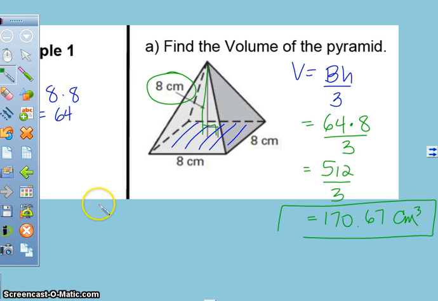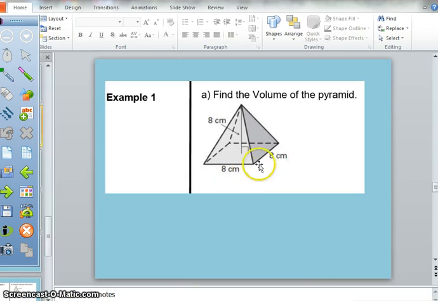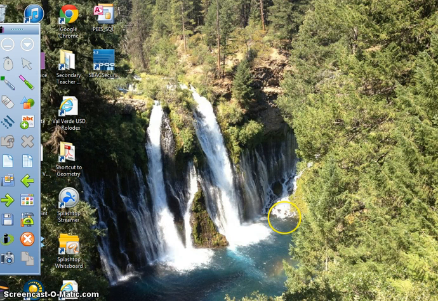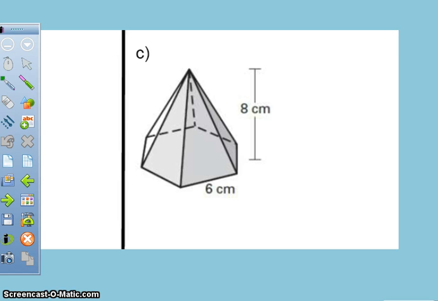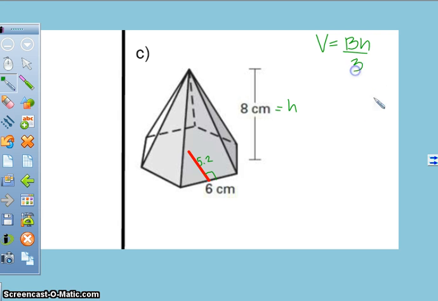I'd like you again to pause this recording and do the next example in our notes. So this was the one we just did. Okay. I would like you to do example C on your own. And I'm going to tell you that the apothem in this hexagon is 5.2. So the height is 8, and your volume formula is big B H divided by 3.